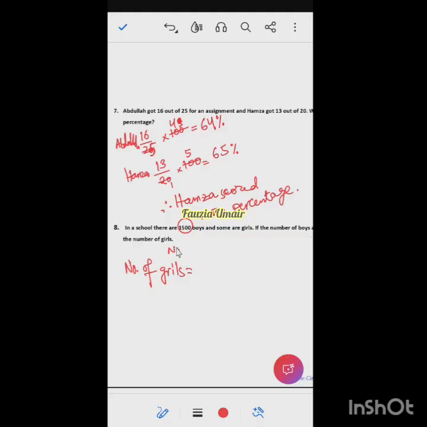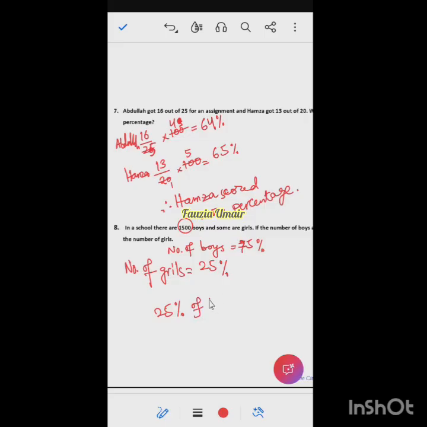The number of boys we can write as 75 out of 1500? No, it's not. It's a different question. The number of boys is 75%, so if boys are 75%, then girls are 25%, right? Yes. So we will say 25% of 1500.